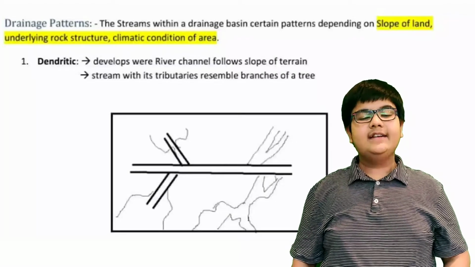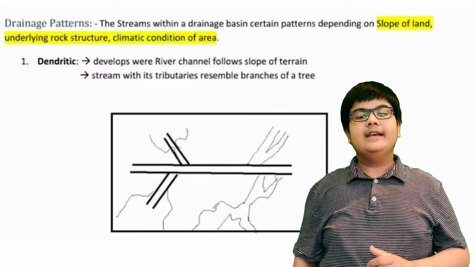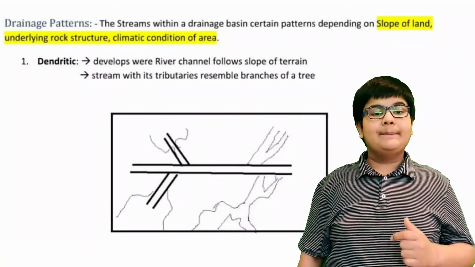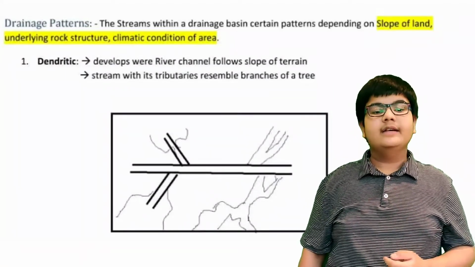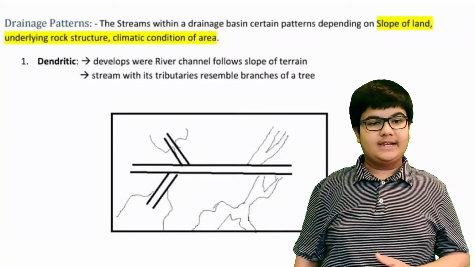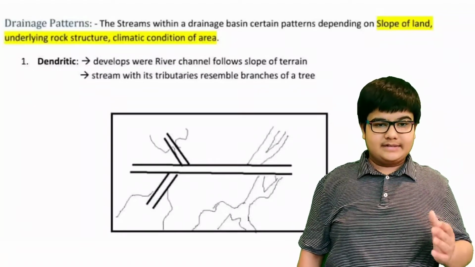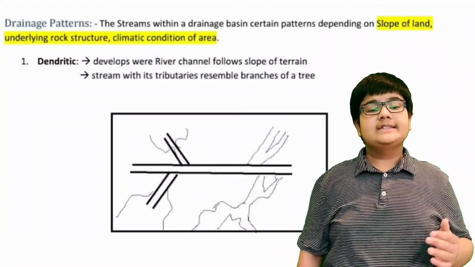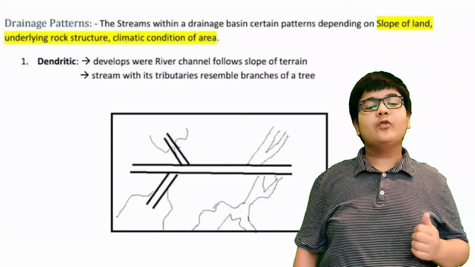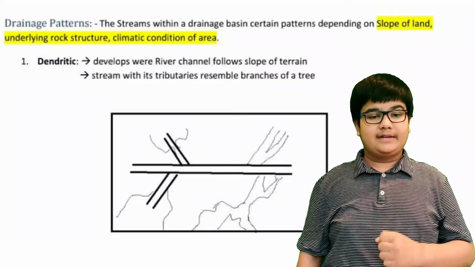Now let us discuss the drainage patterns. So the streams within a drainage basin form certain patterns depending upon the slope of the land, the underlying rock structure and the climatic condition of the area. So these patterns formed by the various streams and the rivers are known as drainage patterns. So these are of 4 types. Let us discuss them.